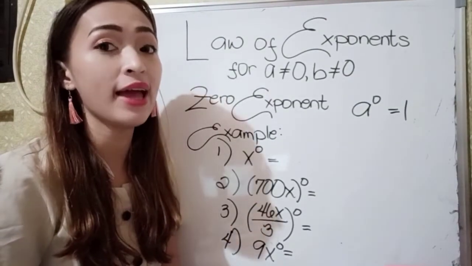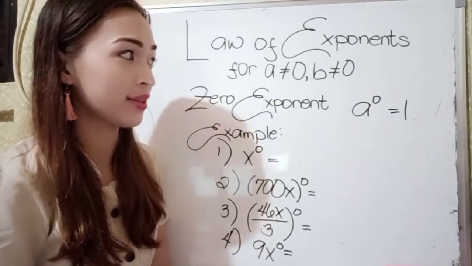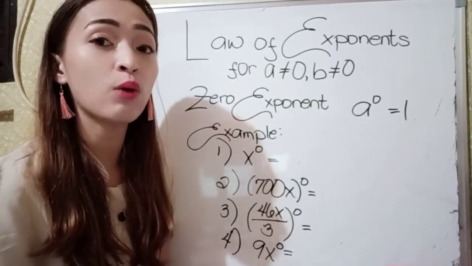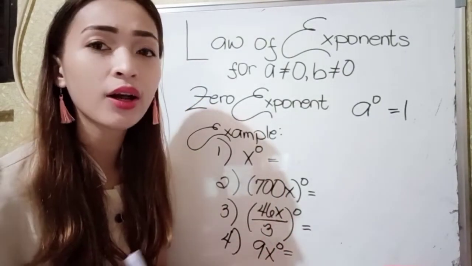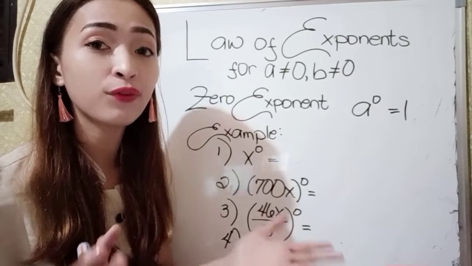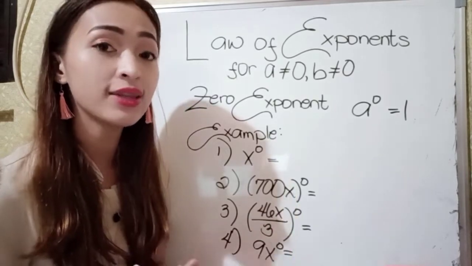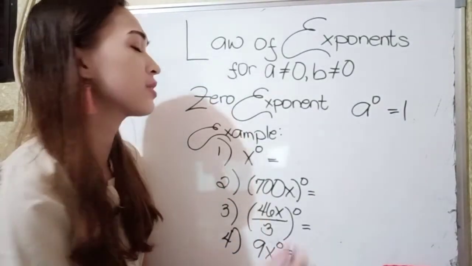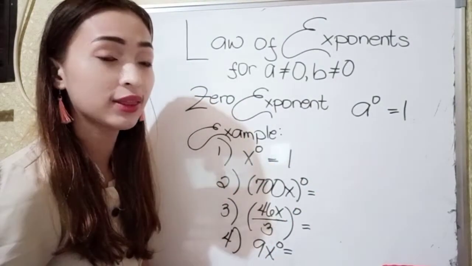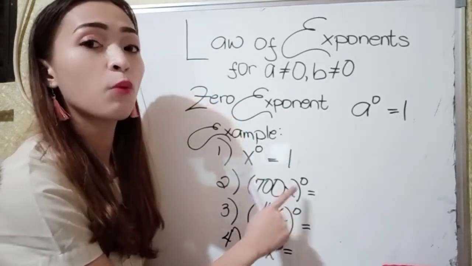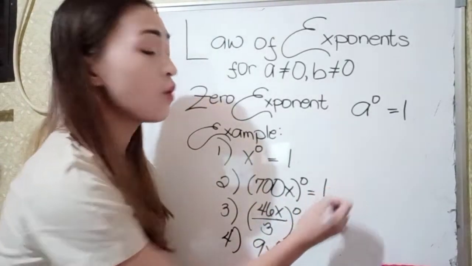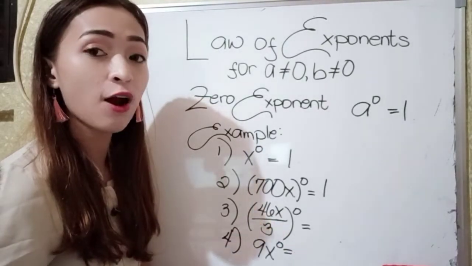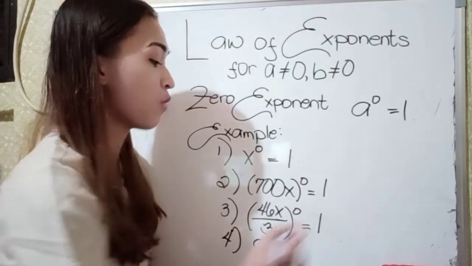The next law of exponents is the zero exponent, where a raised to 0 is equal to 1. So any number or any variable that is raised to 0 is 1. For example, x raised to 0 is equal to 1. 700x raised to 0 is equal to 1. Next, 46x over 3 raised to 0 is also 1.